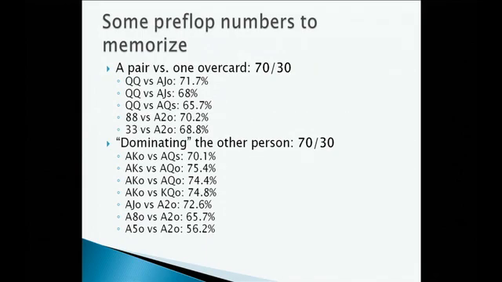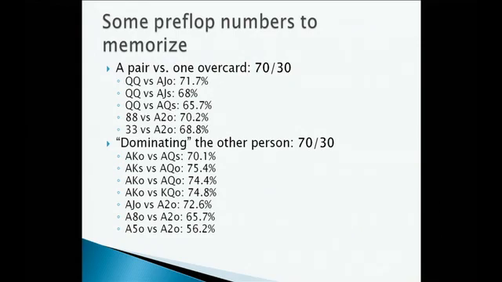Okay, the next few categories. A pair against 1 overcard. You're still a favorite, but less big of a favorite. Instead of an 80-20, you're a 70-30. So queens against ace jack off is 71.7%. Queens against ace jack suited is a bit worse. Queens against ace queen suited is actually much worse than queens against ace jack suited.